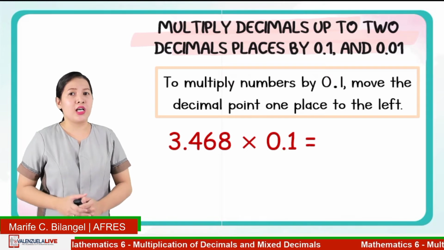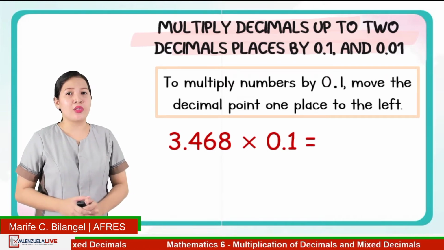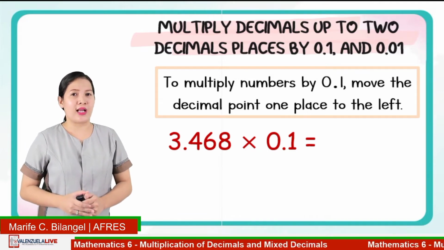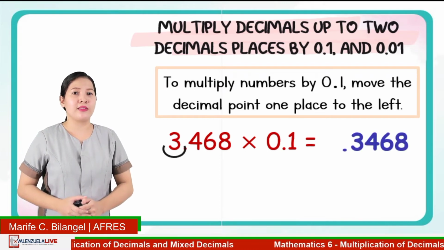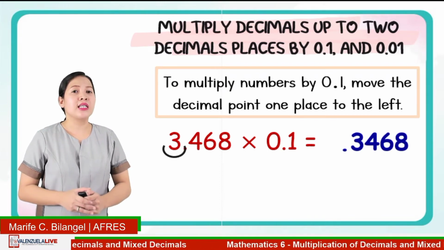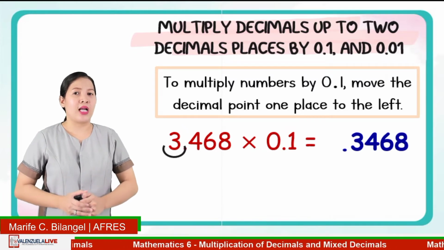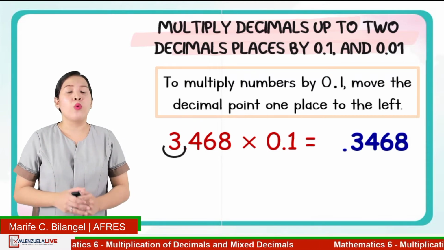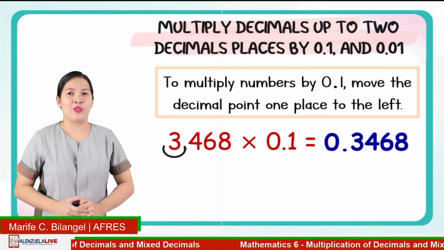Let's have another example. 3 and 468 thousandths multiplied by 1/10. What do you think is the product? Very good. The product is 3,468 10,000ths. We just move the decimal point one place to the left. Then use 0 as a placeholder.